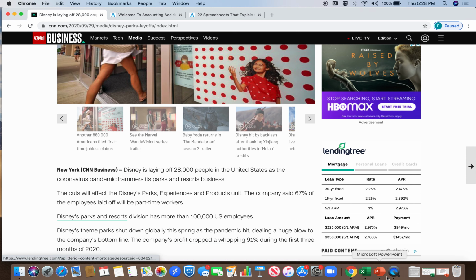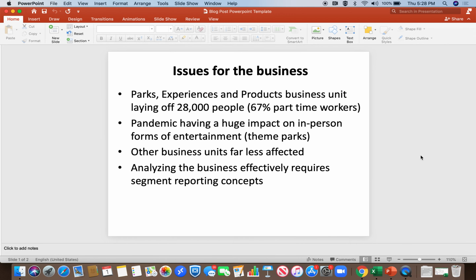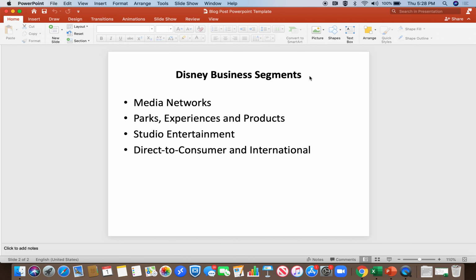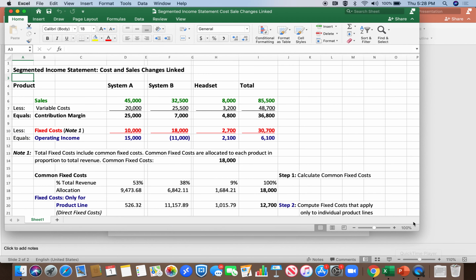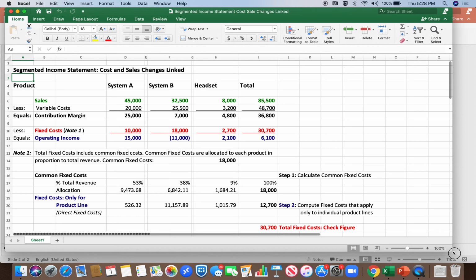Now that's important because if I flip over to PowerPoint, if you look at the annual report for Disney, they actually have 4 business segments. Media networks, they own ESPN, a number of other cable companies, the parks and experience products that I just talked about, studio entertainment, we all know Disney for the movies, and direct-to-consumer and international. So what's suffering, and the reason for these layoffs, is only one of the 4 business segments. Which brings us to a discussion of looking at a business based on business segments.